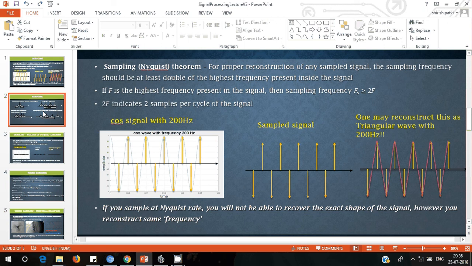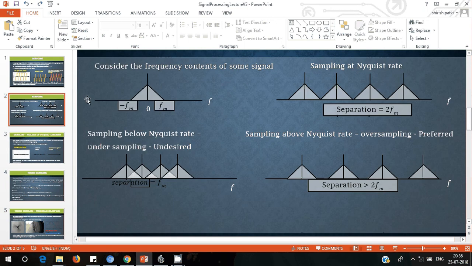So consider some signal in time domain. There is some signal in time domain which will be looking something like this in frequency domain, which has highest frequency component of FM. That is, it is ranging from minus FM to plus FM. The spectral width of this signal is 2 FM and the bandwidth is FM.